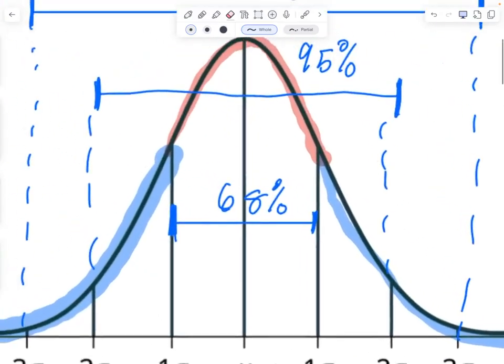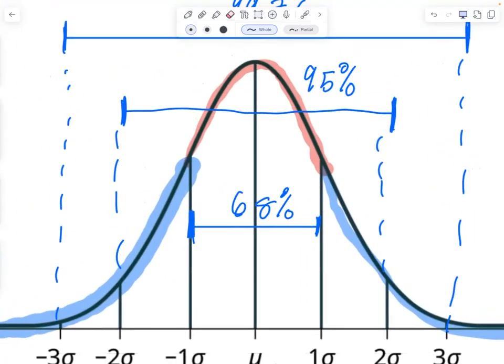We know 68% of our area. From here to here, we know that this is 68% of all of what we should see. Now, we also know that we're going to use the idea of symmetry. Since the normal model is perfectly symmetrical, what does that tell you about this section right here and this section right here? What do we know about those areas?